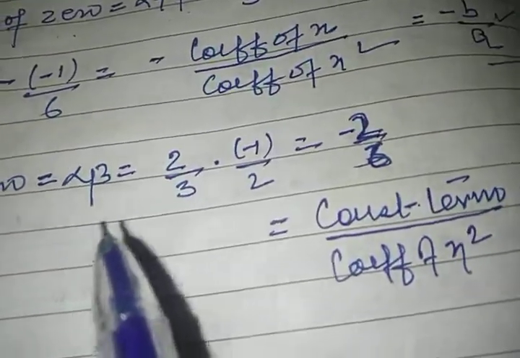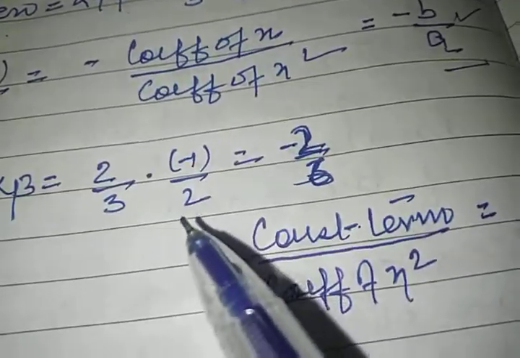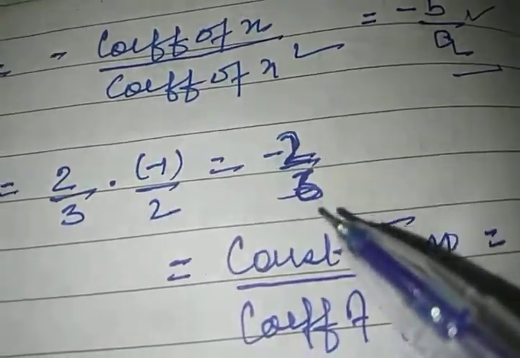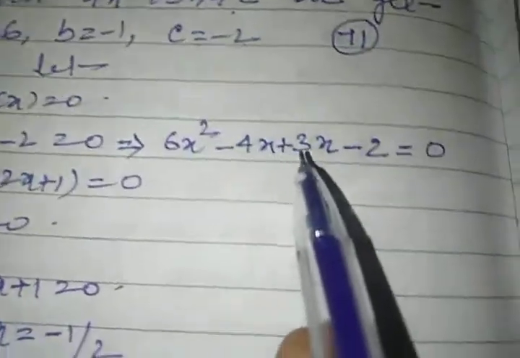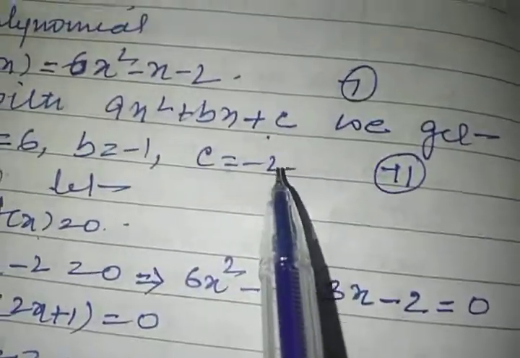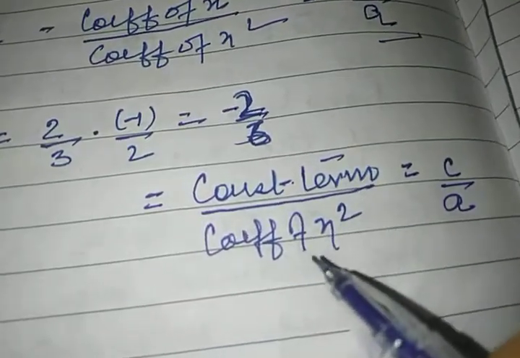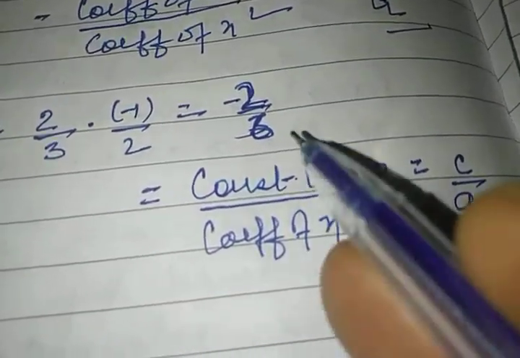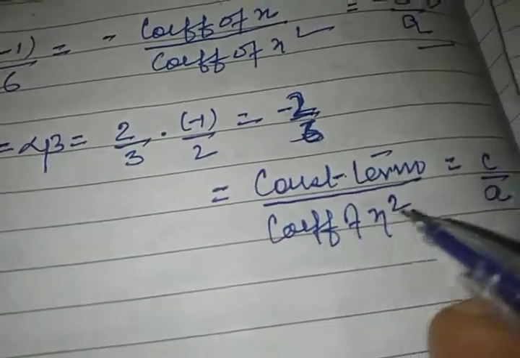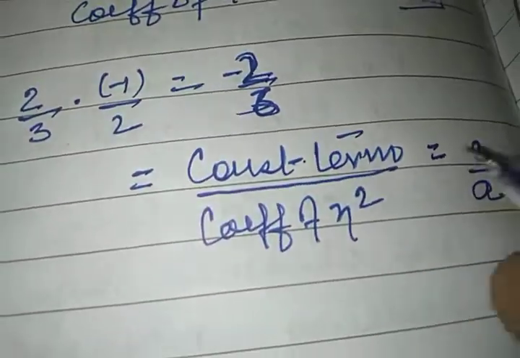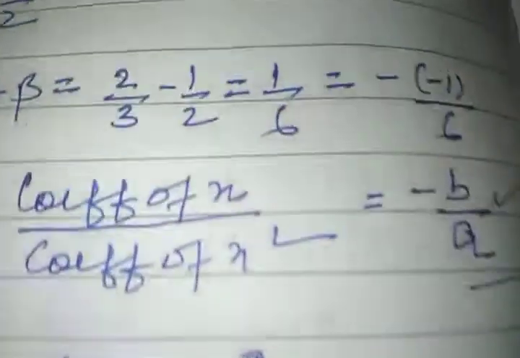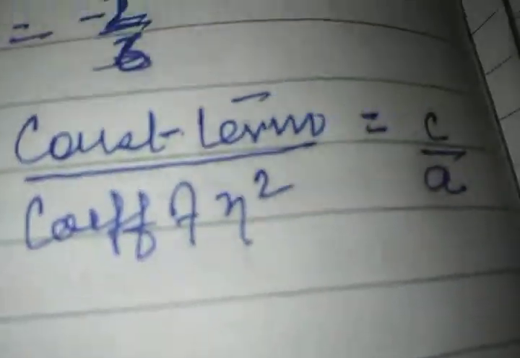Now come to the product. This is alpha beta, so this is 2/3 times −1/2. This comes out to −2/6, and see, the −2 is your constant term here. So this is the constant term upon the coefficient of x², which we have already seen is 6. The constant term is c and the coefficient of x² is a, so it is c/a.